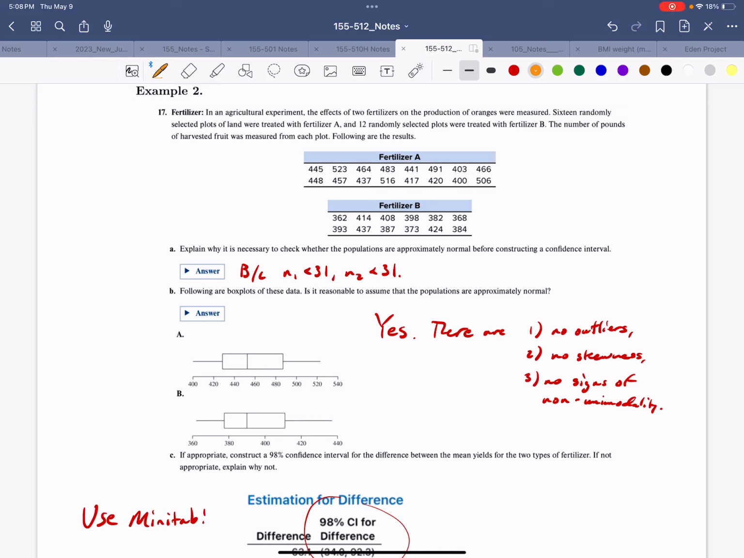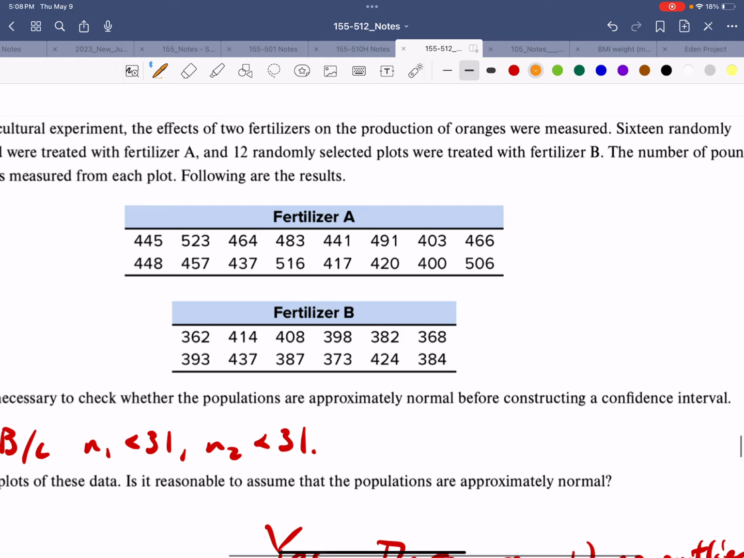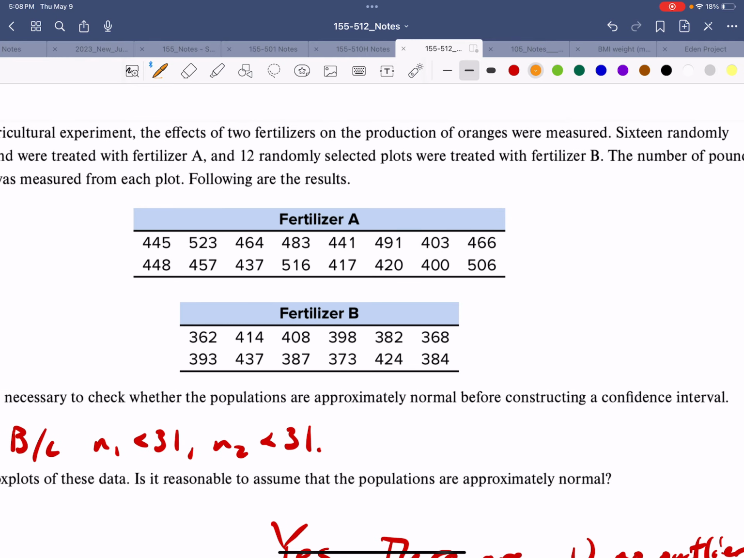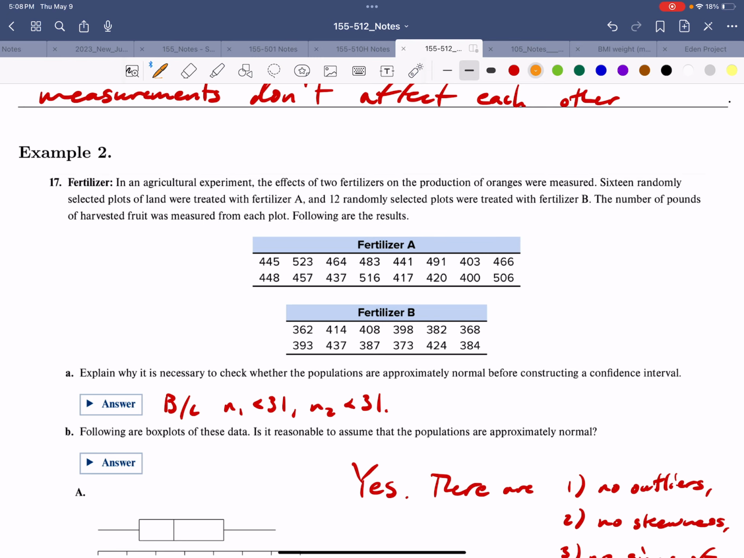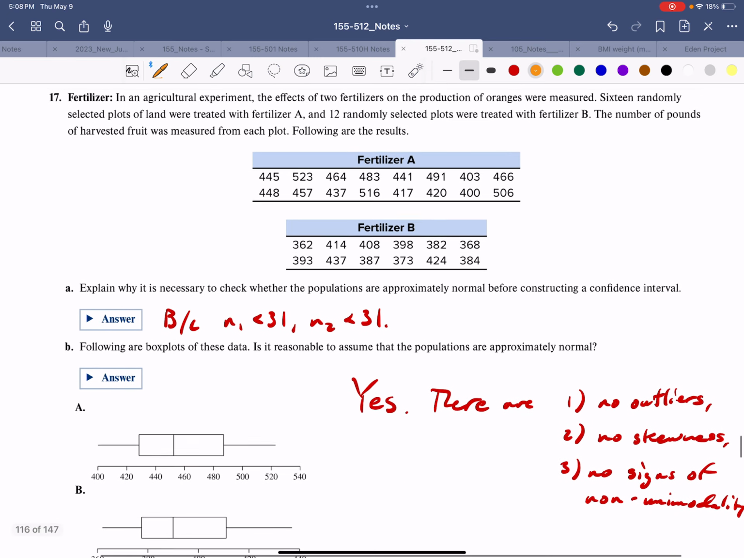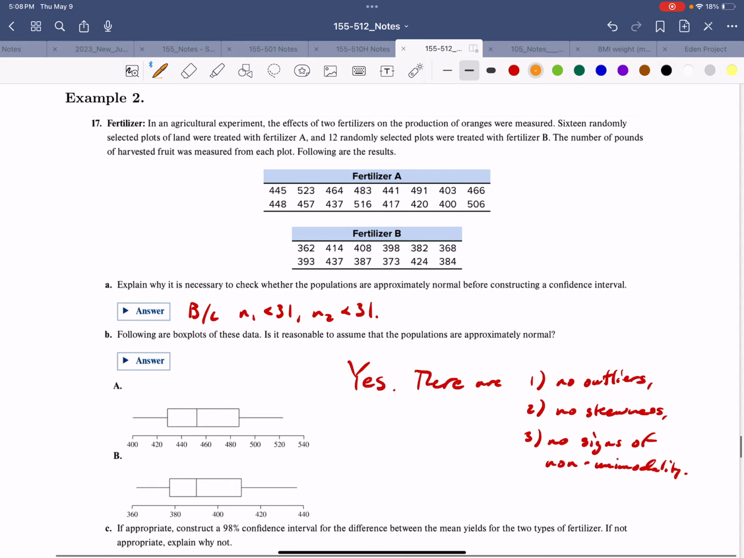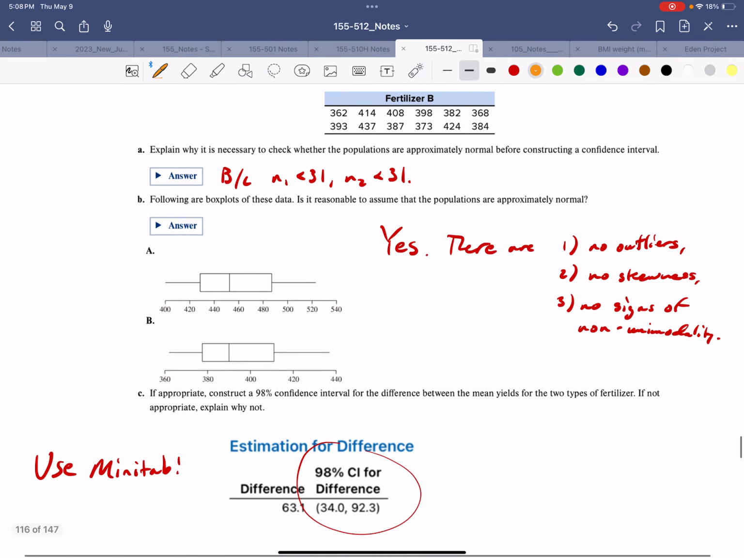Here we'll be looking at how to use Minitab to create confidence intervals of differences between two pairs. In this example, which we did in class, we had fertilizers A and B. Note that we have different numbers of fertilizers, 16 samples of A, 12 samples of B. That's totally fine because this is independent two-sample data.